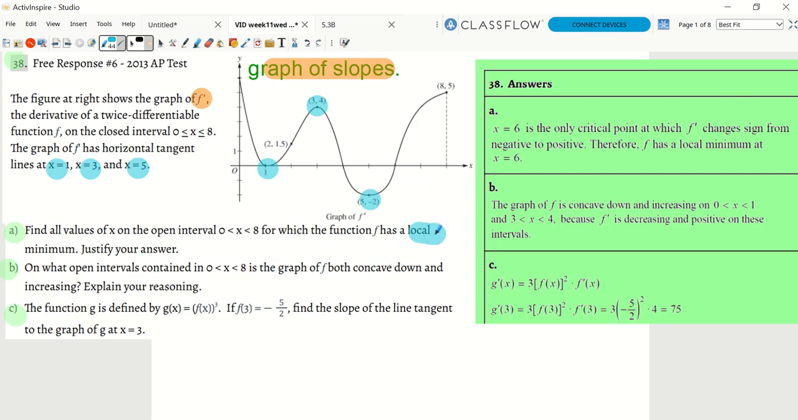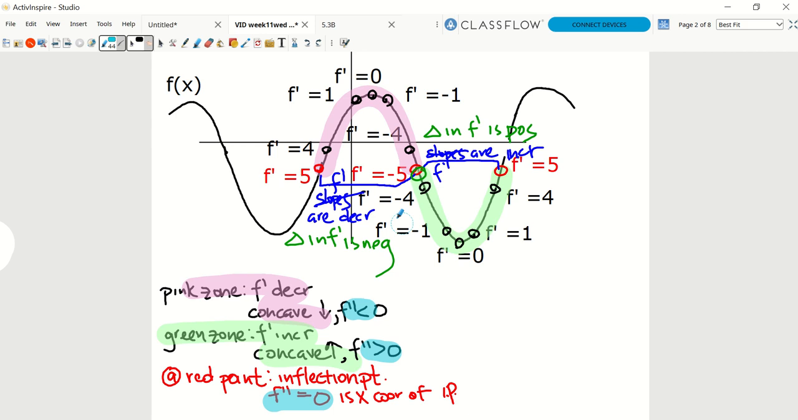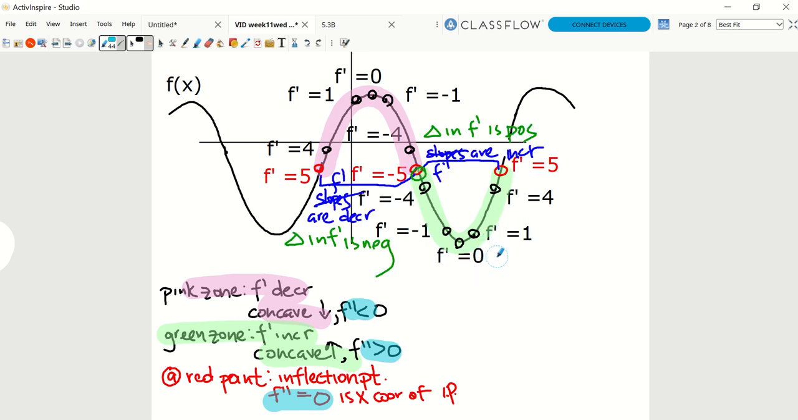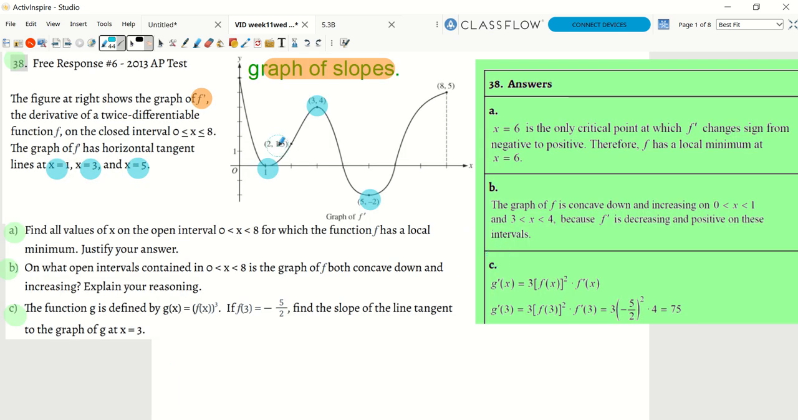And the local min is when it transitions from negative slopes to positive slopes. So let's look over here where it's transitioning from negative slopes to positive slopes. We can see, let me use a different color over here, I'll use gray.